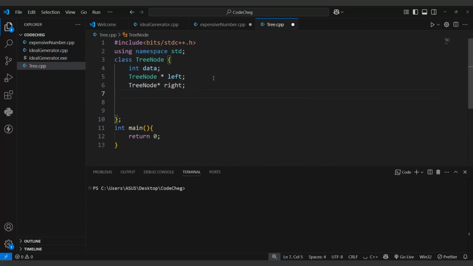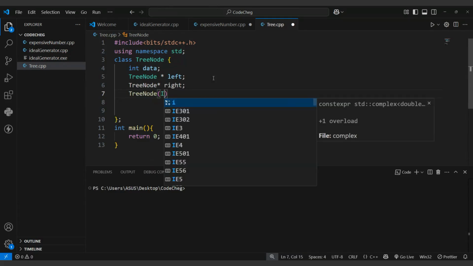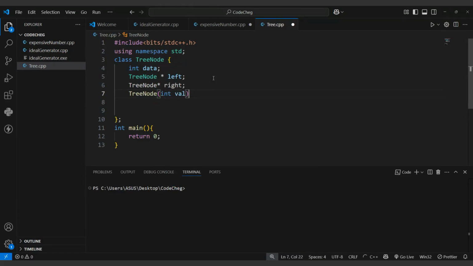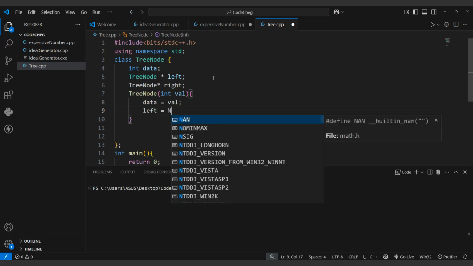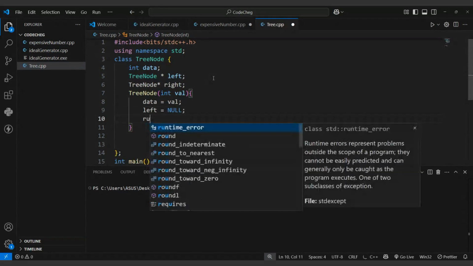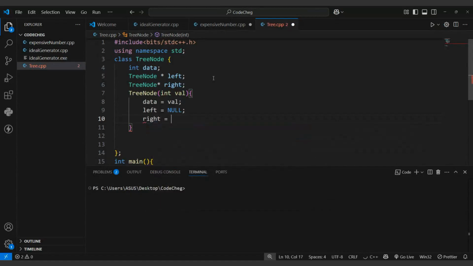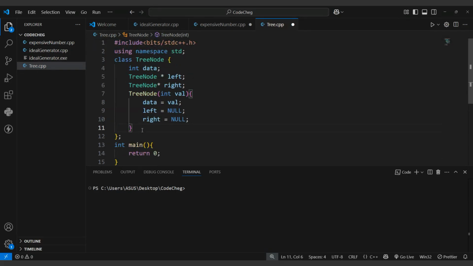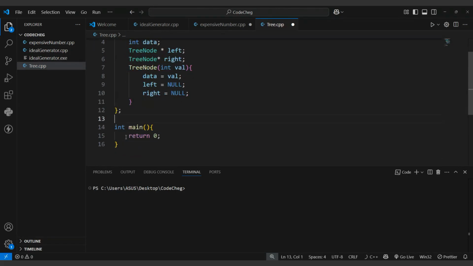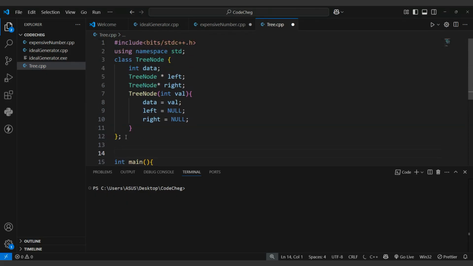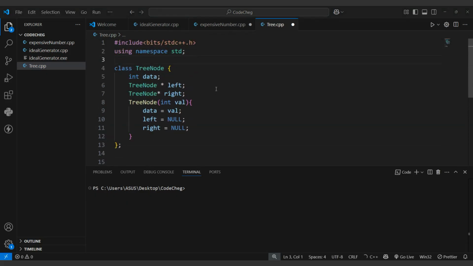Okay, class. Now we are going to create a constructor, and in this constructor we take an int value and assign it to data, and left is pointing to null, and right is also pointing to null. Class, is this clear up to this point? Guys, is it clear up to this point?